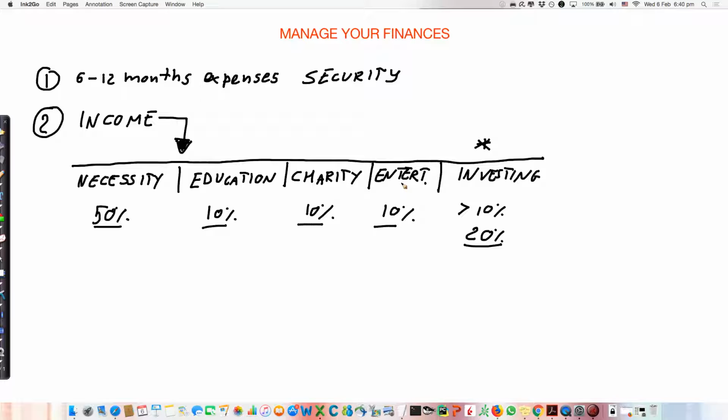Right? If you don't have this structure, what will happen? Okay, I want to spend some money for my entertainment. Well, I just take the money because it's not divided, right? Everything is in the same account. And so you may end up spending too much on entertainment, for example, or too much on necessity. You have no control on what you are spending, and probably you are not even saving money for your investing.